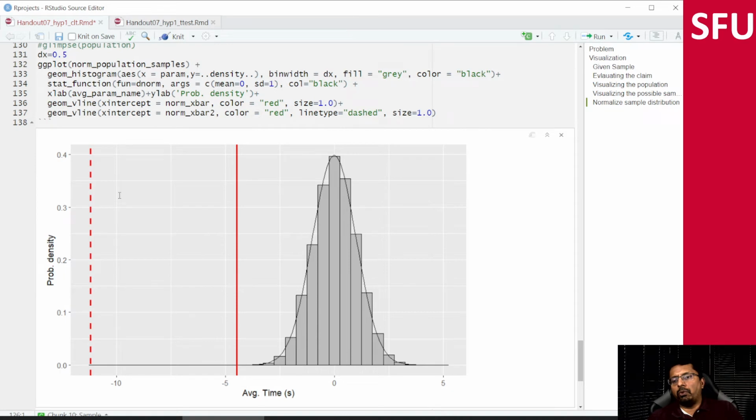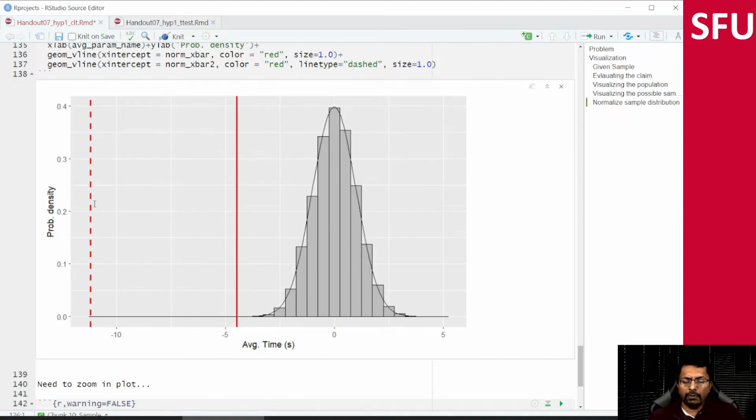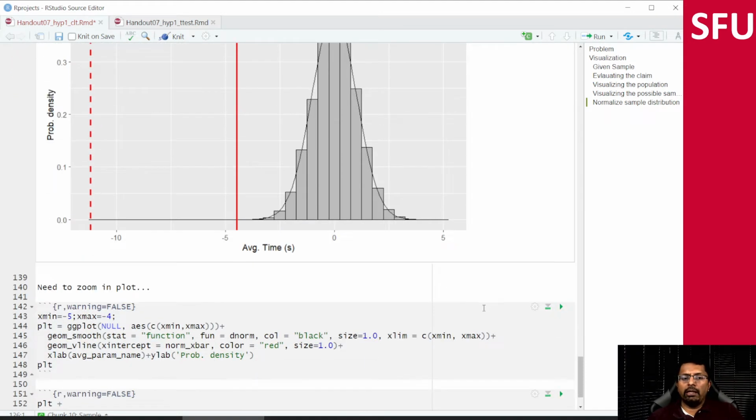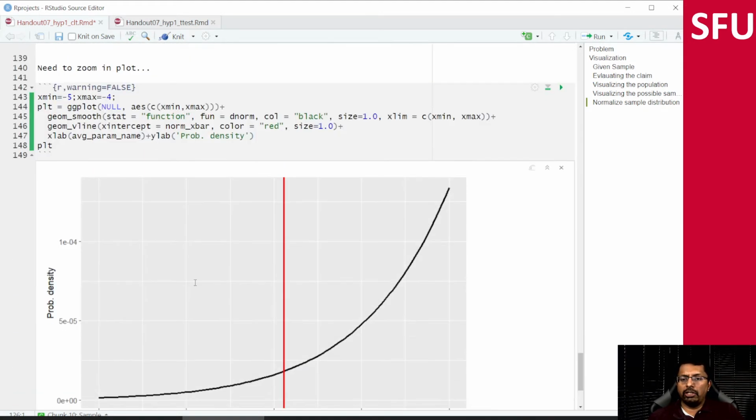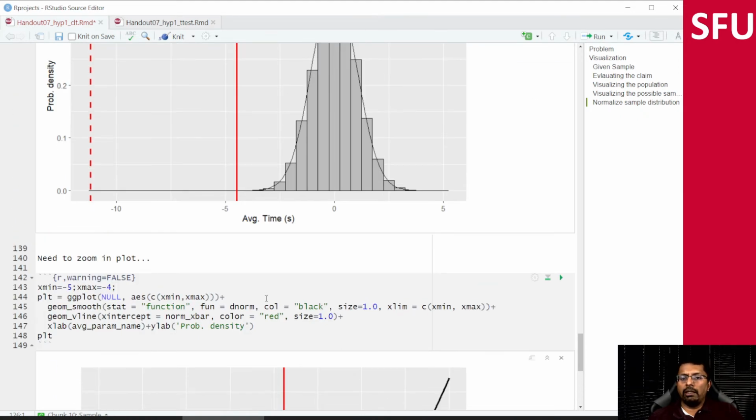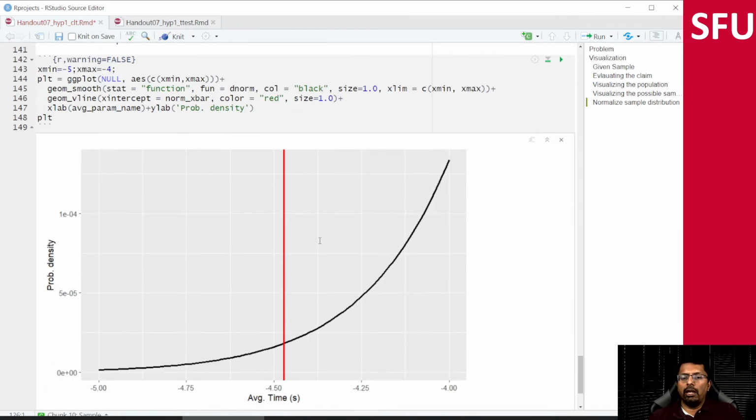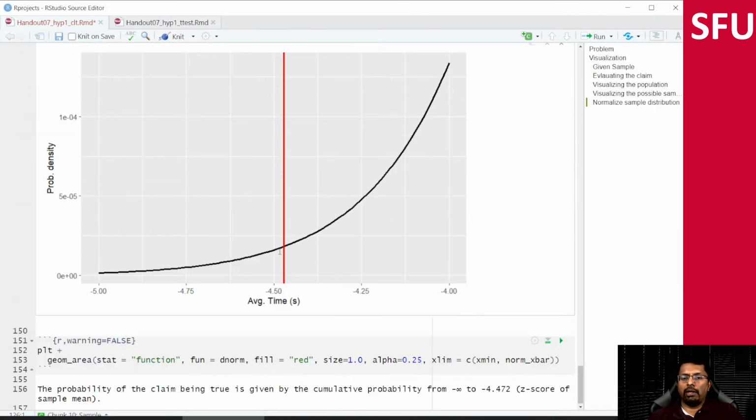The dashed line is what you would get when the sample mean is greater than 15. So it shifts a little bit. Let's zoom in here in the plot. I'm just going to change the axis. If I zoom in around where this is, from -5 to 4, this is what I get. So how would I calculate this probability?